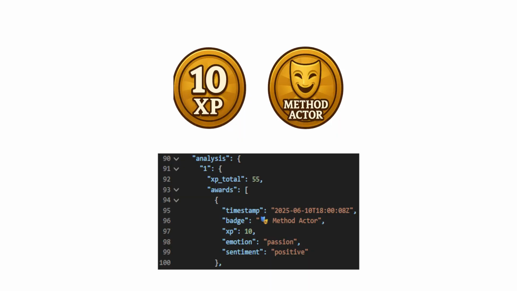So if she puts a bit more emphasis, just like this, then the hack will decide through ChatGPT and through the whole process if she gains a bit more experience or if she has a bit more of an advantage over the enemy. That's kind of the idea. And in this case, she gained the badge Method Actor, which is quite nice, and 10 XP.